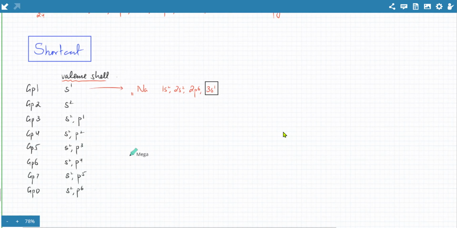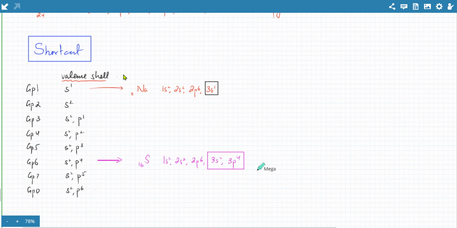Similarly, pick any other element, like sulfur, which we just did. Sulfur has 16 electrons. So that means it's going to have 1s2, 2s2, 2p6, 3s2, and 3p4. So sulfur's outermost shell is going to be this one. It's going to be 3s2 and 3p4. So there's going to be an S subshell and a P subshell.